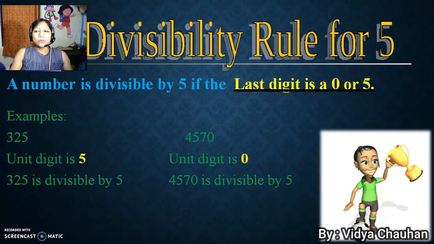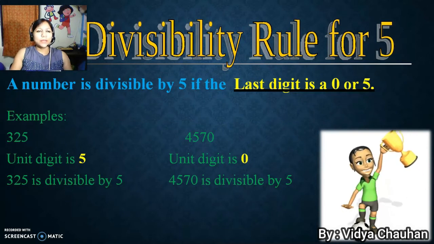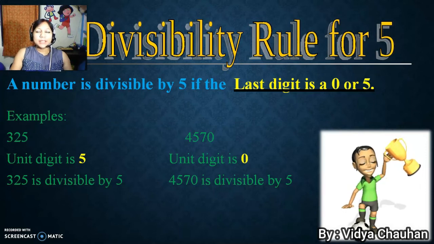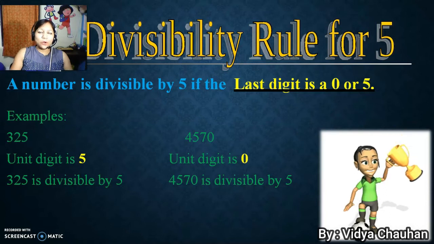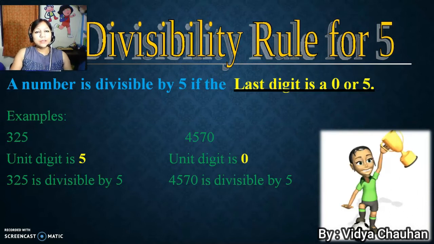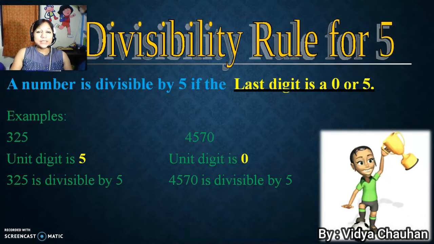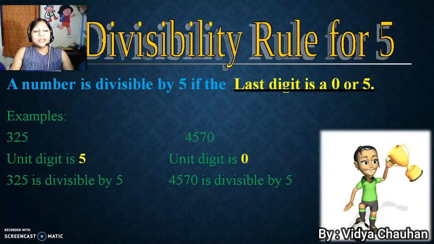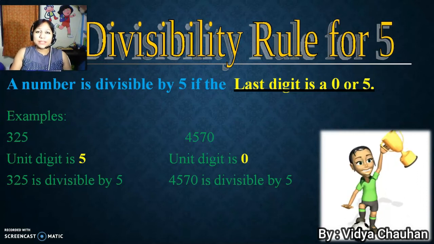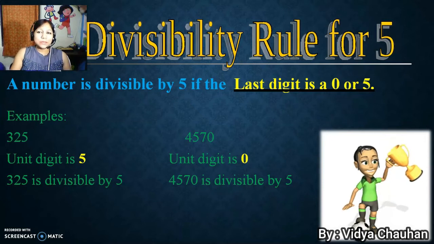Next is our divisibility rule for 5, which is a very easy one. A number is divisible by 5 if the last digit is a 0 or 5. Last digit means the digit at unit place. So if our unit place digit is either 0 or 5, then the number is divisible by 5. For example, 5, 10, 15, 20, 25, 100, 105, 150. So you can see what you have to check in the divisibility rule for 5: only the digit at unit place. If the unit place is 0 or 5, then the number is divisible by 5.